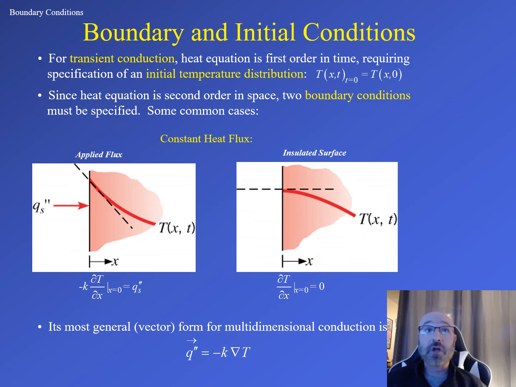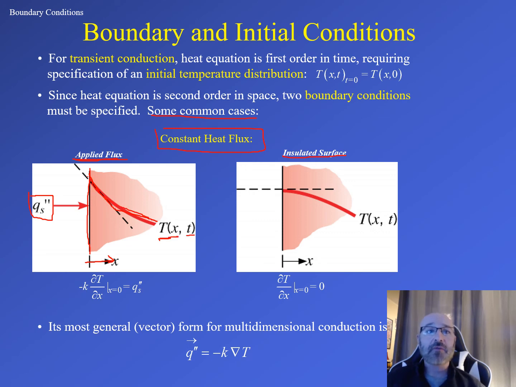So now we're going to move on to another common case. For this case, we're going to take a look at the constant heat flux, for an applied flux and for an insulated surface. So let's take a look at the first case. We're dealing with an applied flux. Here's our heat flux at the surface, applied directly to this surface. As we go out some distance x from the surface, our temperature distribution follows this red curve, where this is temperature relative to our position and time as we move out.